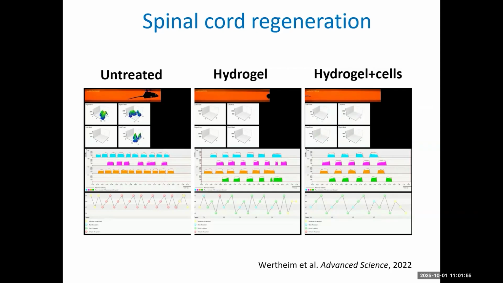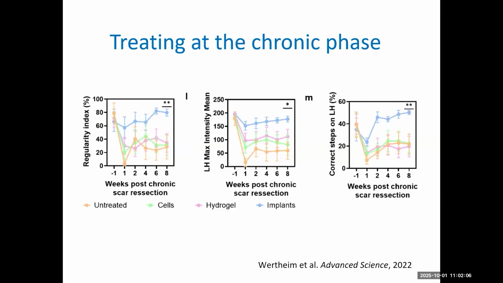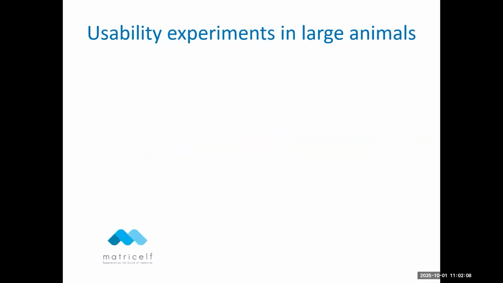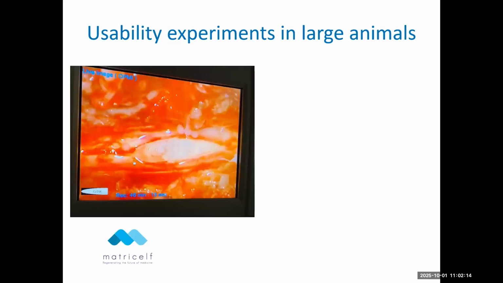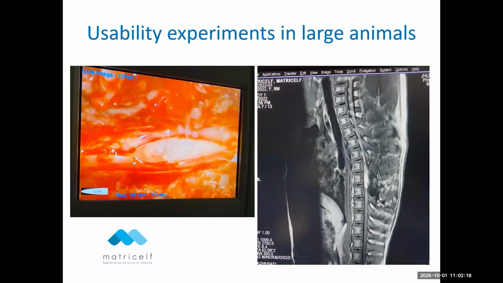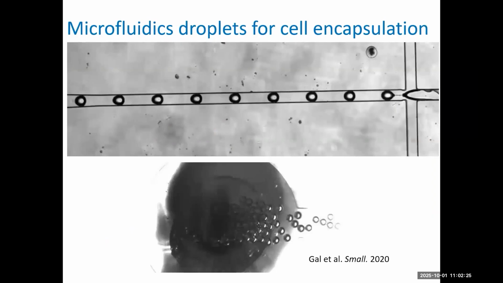And based on that, in 2019, we formed Matricelf, and as I mentioned, we're now moving to clinical trials with the same procedure. This is just quantification. We did some usability as well in large animals. This was in collaboration with Johns Hopkins. You can see the implants in the spinal cord of the pigs, and you can see by this MRI that they fill the incision site, and we have nice regeneration.